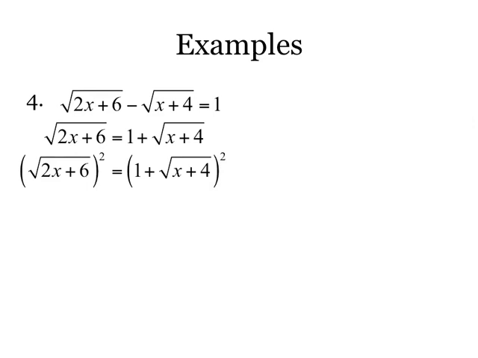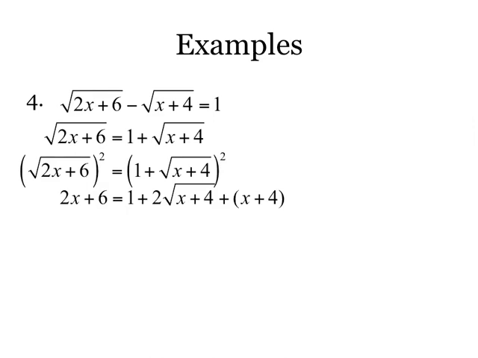So 1 times 1 is 1, square root of x plus 4 times 1, plus square root of x plus 4 times 1, so we have 2 of those, and then square root of x plus 4 squared is just x plus 4. Okay, so that right-hand side is the result of multiplying that all out. 1 plus square root of x plus 4 times 1 plus square root of x plus 4. Alright, so we still have one more radical left.